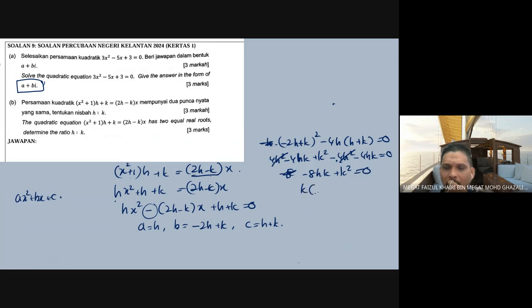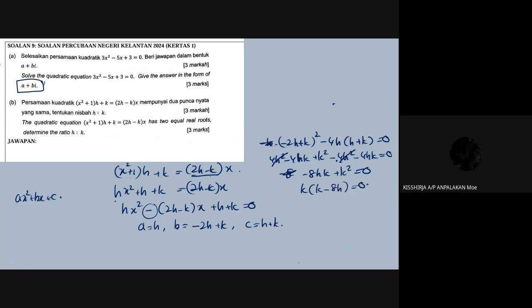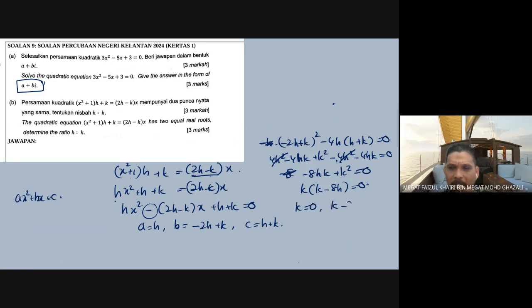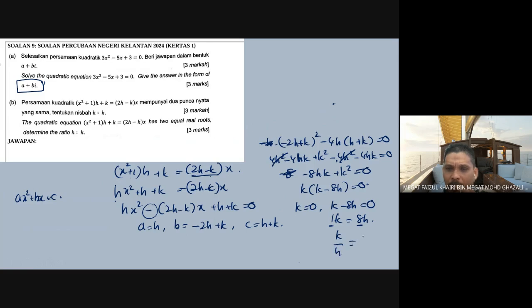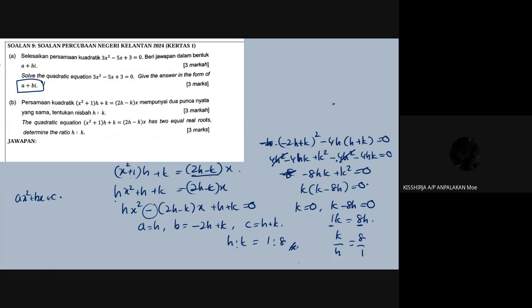Then k, k minus 8h equal to 0. Then k equal to 0, or k minus 8h equal to 0, so k equal to 8h. So k over h equal to 8 over 1. So we got the ratio of h to k, which is 1 ratio 8. That's it.